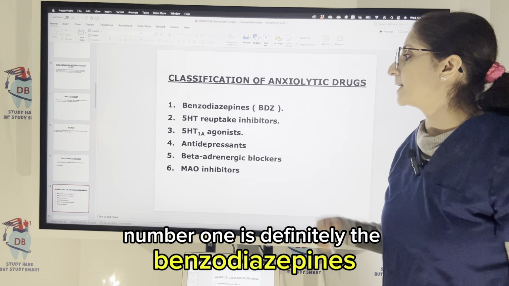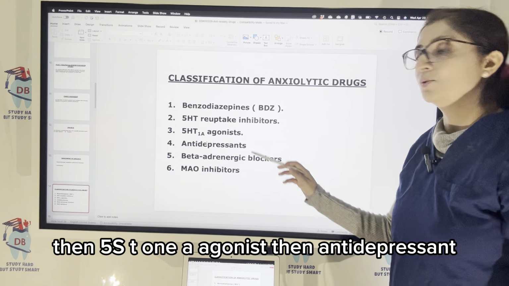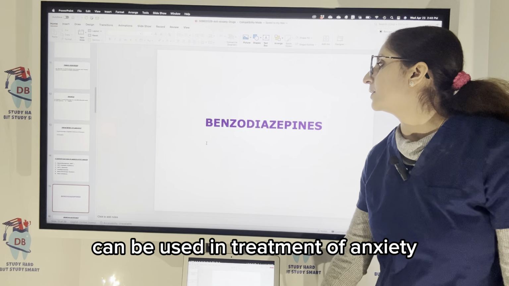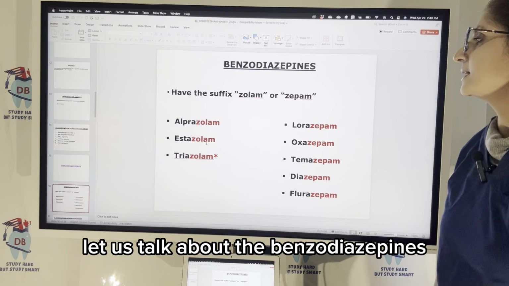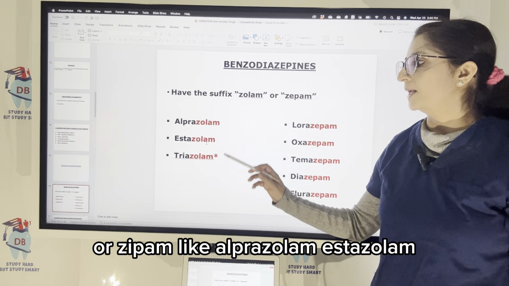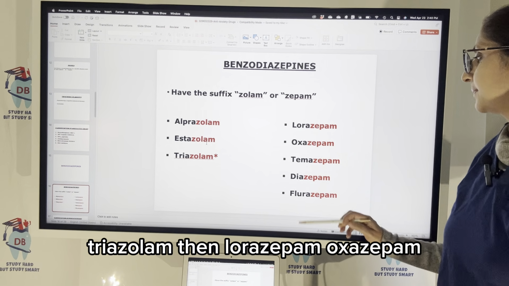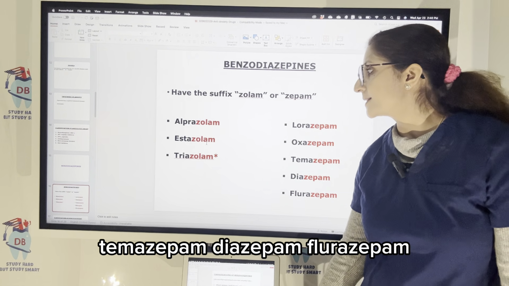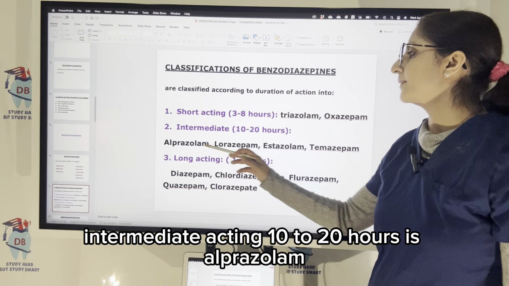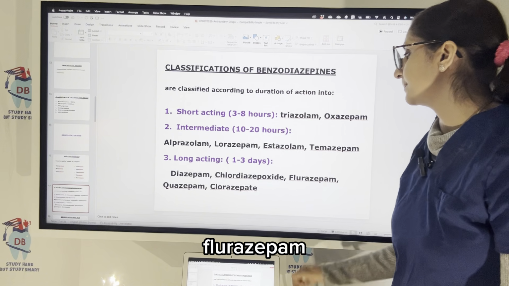Number 1 is definitely the benzodiazepines. Then we have 5-HT reuptake inhibitors, then 5-HT1A agonists, then antidepressants, some beta blockers, and some MAO inhibitors can be used in treatment of anxiety. Let us talk about the benzodiazepines. Benzodiazepines, students, usually have the suffix of zolam or zepam, like alprazolam, estazolam, triazolam, then lorazepam, oxazepam, temazepam, diazepam, flurazepam. The short acting drug is triazolam, intermediate acting, 10 to 20 hours, is alprazolam, lorazepam, and the long acting drugs for anxiety are diazepam, flurazepam.